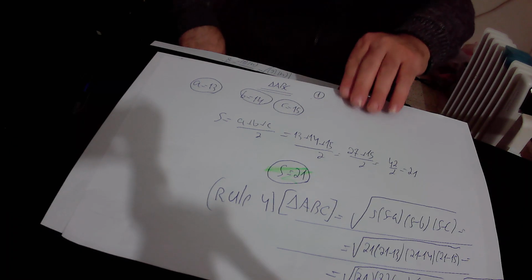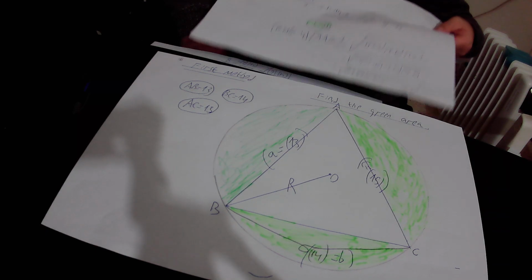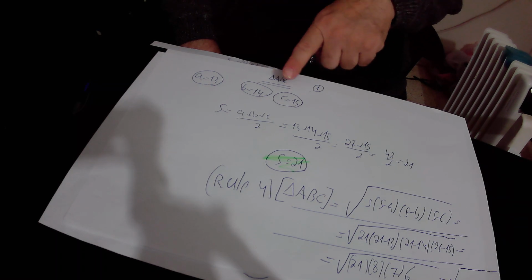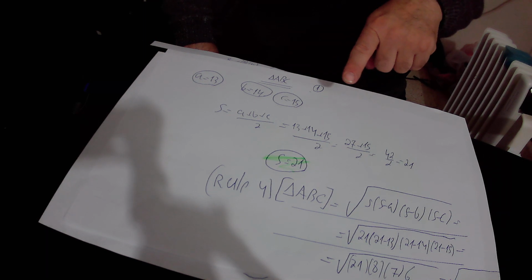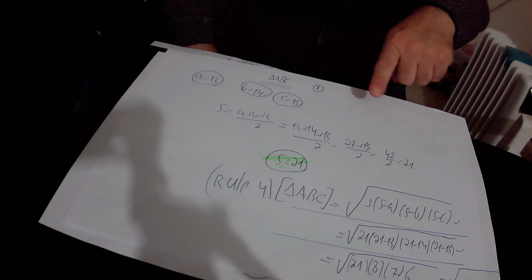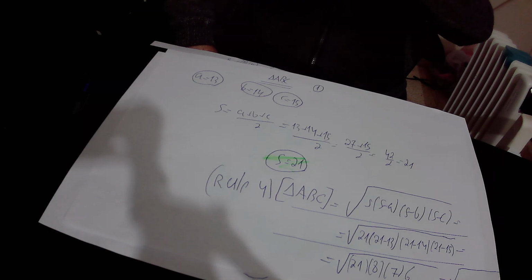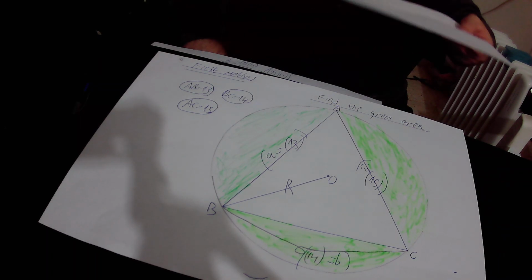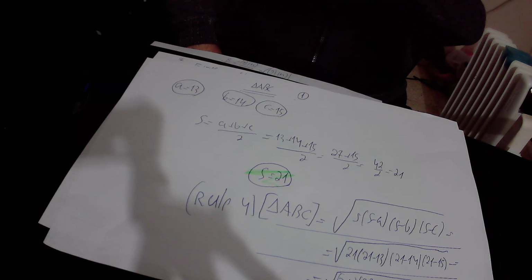In the next step, we calculated the semi-perimeter of this triangle ABC. So S, the abbreviation for the semi-perimeter of triangle ABC, must be equal to A plus B plus C over 2. A is 13, B is 14, and C is 15, all divided by 2. 13 plus 14 is 27, plus 15 over 2. 27 plus 15 is 42, and 42 over 2 is 21. So we found out that the semi-perimeter of this triangle ABC equals 21 units. Again, A equals 13, B equals 14, and C equals 15.